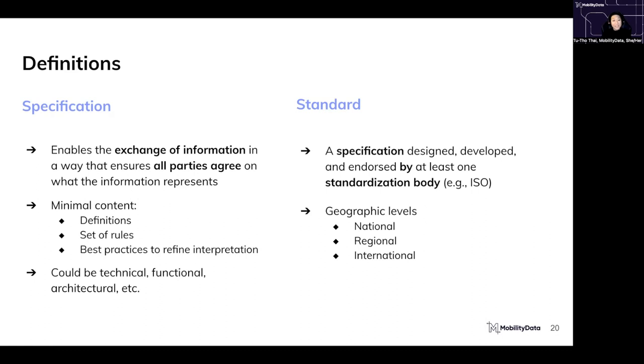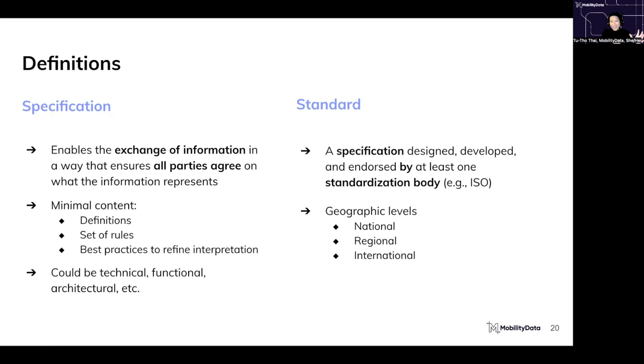A specification is not only for data, it's not only for mobility. It could be a little bit more technical. For example, we have a lot of specifications around the world for construction, like the construction guides in a specific region or country. It could be functional, like the way that most hotels in the world define the check-in to check-out journey. It's a specification. It has been standardized throughout the years, and so on.